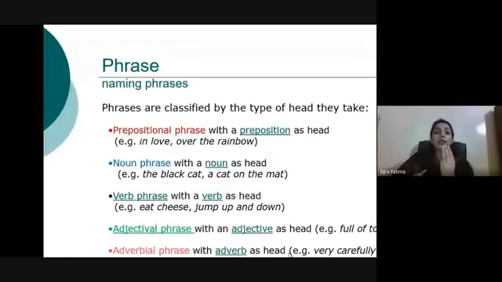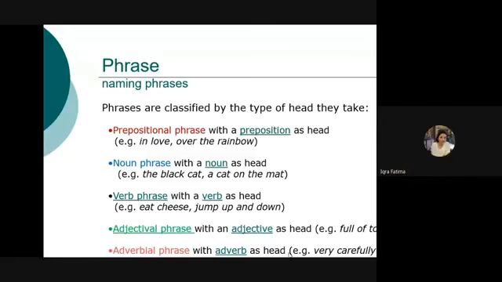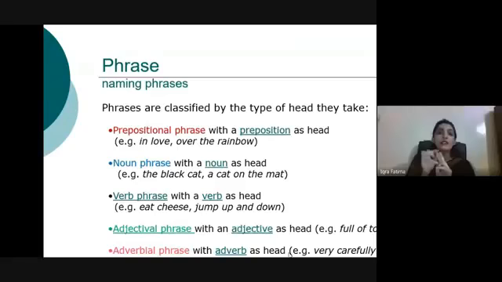So I have given you three tips to identify the phrase first, and then the type of a phrase. Okay.